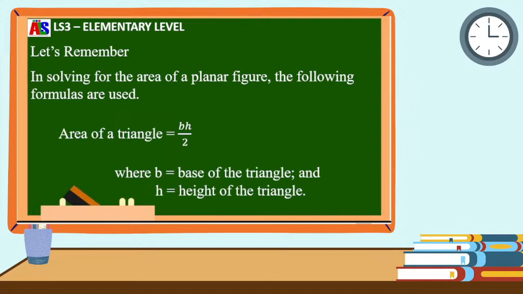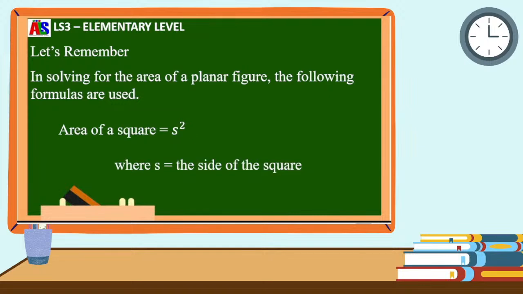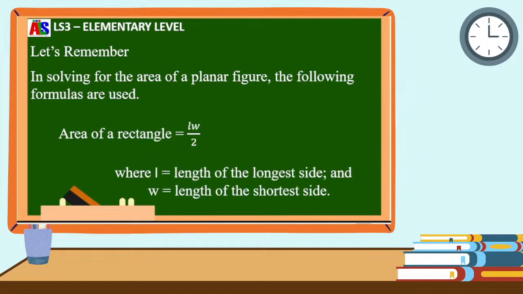Now, let's remember the following. In solving for the area of a planar figure, the following formulas are used. Area of a triangle is equal to B times H all over 2, where B is the base of the triangle and H is the height of the triangle. For the area of a square, it is equal to S squared, where S is the side of a square. For the area of a rectangle, we have length times width, or LW, where L is the length of the longest side and W is the length of the shortest side.